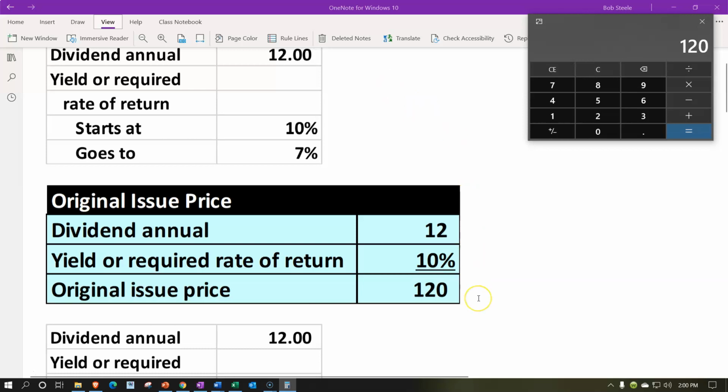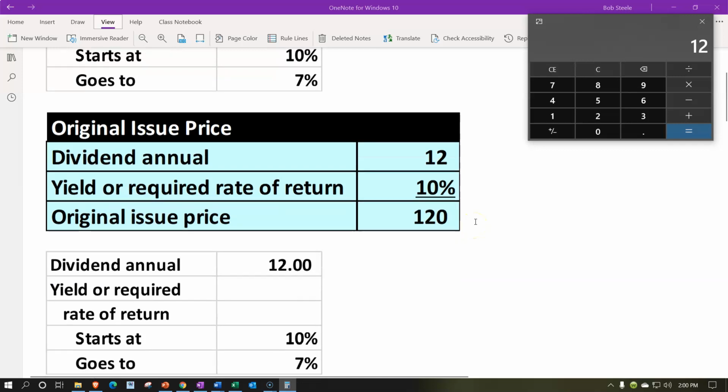In other words, if we were to purchase the stock at the 120 and we have a required rate of return of 10%, that return in the form of dividends, we paid 120, required rate of return 0.1, 10%, would get us, of course, back up to the $12.